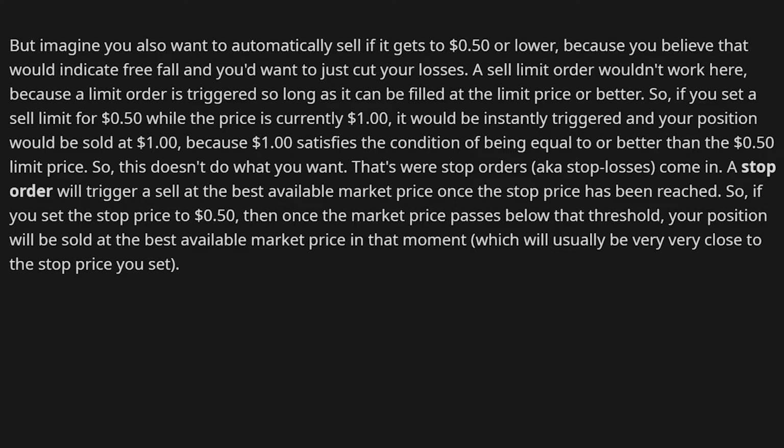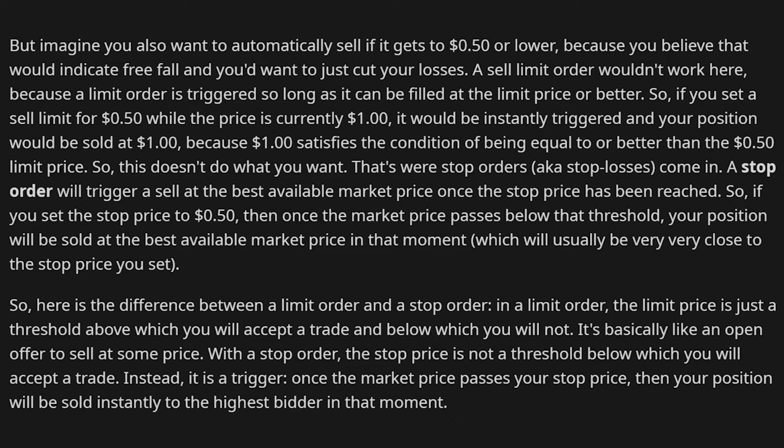That's where stop orders, aka stop losses, come in. A stop order will trigger a sell at the best available market price once the stop price has been reached. So, if you set the stop price to $0.50, then once the market price passes below that threshold, your position will be sold at the best available market price in that moment, which will usually be very close to the stop price you set. So, here is the difference between a limit order and a stop order.